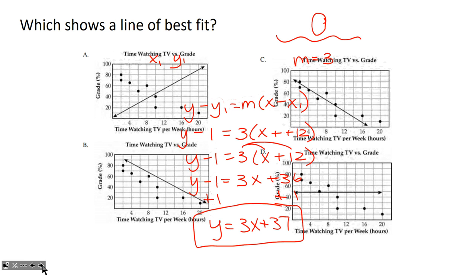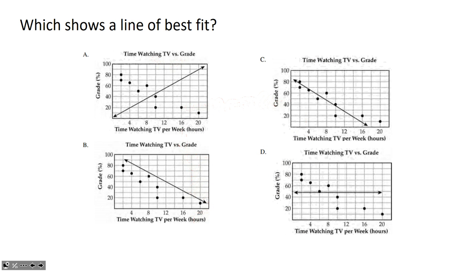All right. Next one, which shows a line of best fit. So remember, a line of best fit kind of goes through the middle of the points. These are all the same scatter plots if you look closely, just the lines all look a little bit different. You want the line that goes through the middle of the points.